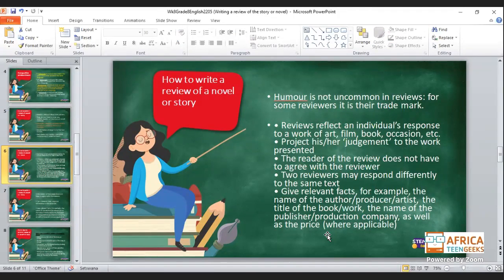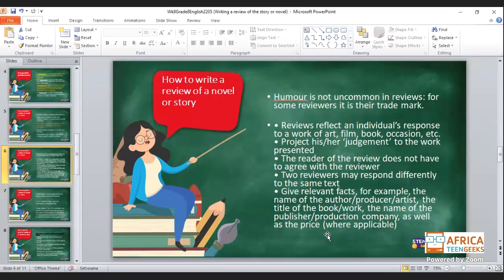Somewhere in my review I would give the relevant facts. I will say The Adventures of Dr. X, written by J.D. Ram, published by XYZ Publishers, and you can get this book at retail stores for 249.95. So these are some relevant facts that should be there.